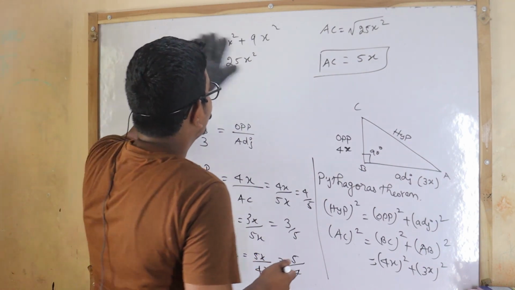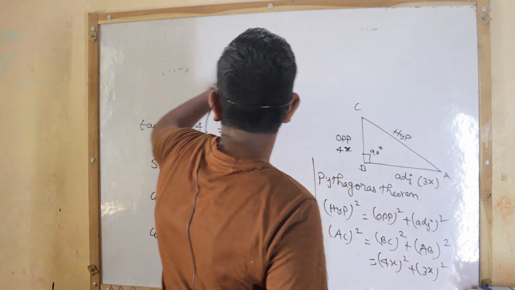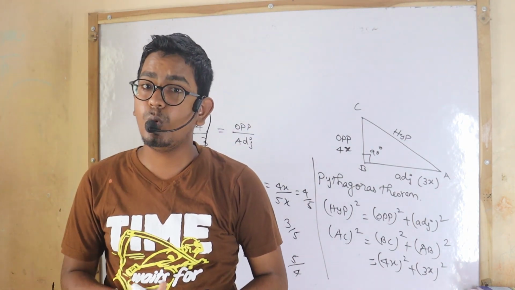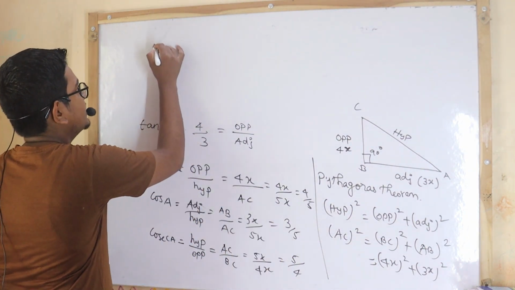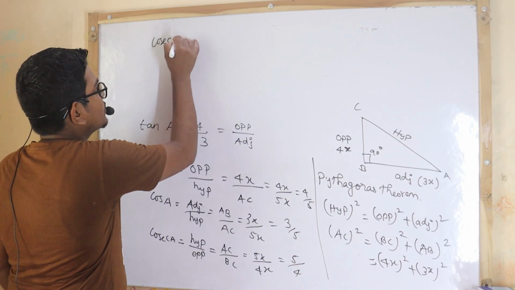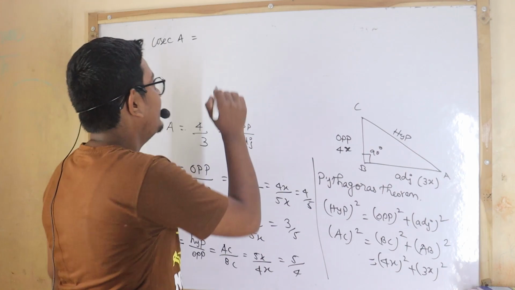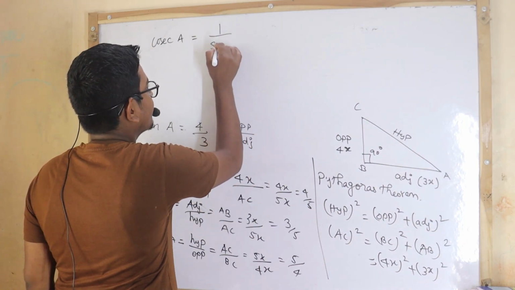Now, I am going to do this cosecant A in one more method. What is that method? Just watch it. I wrote a formula for cosecant A that is nothing but 1 by sin A.